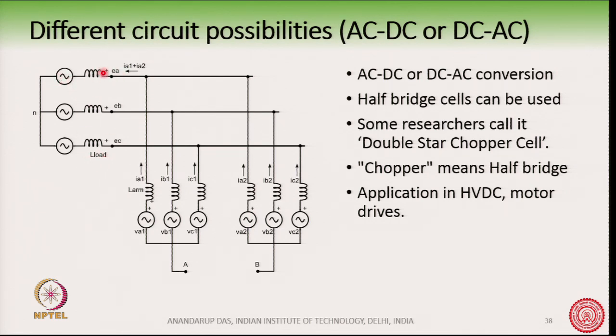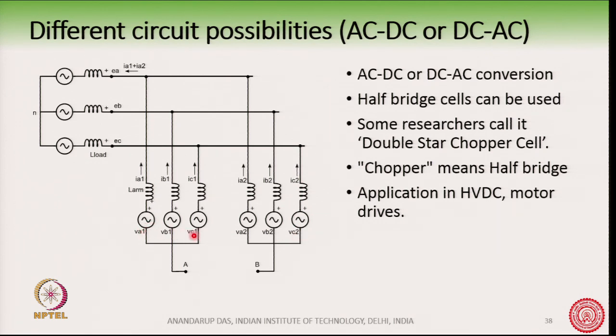I have put an additional inductor here, you can ignore this for the time being. This is the upper arm and lower arm. Similarly, in the B phase also this is the upper arm and this is the lower arm. This is the B phase, upper arm and lower arm, and in the C phase you have upper arm and lower arm. Okay.